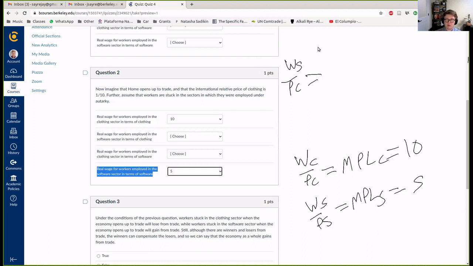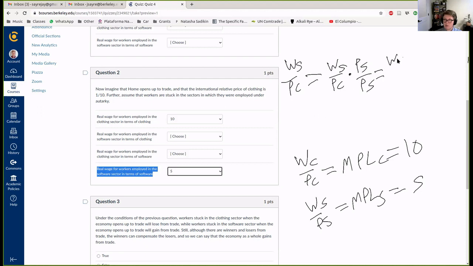So you can't do that. But what you can do is note that WS over PC is equal to WS over PC times a form of 1, which is basically PS over PS. If you just divide PS by PS, that's just 1. So I've done nothing to this other than multiply it by 1.